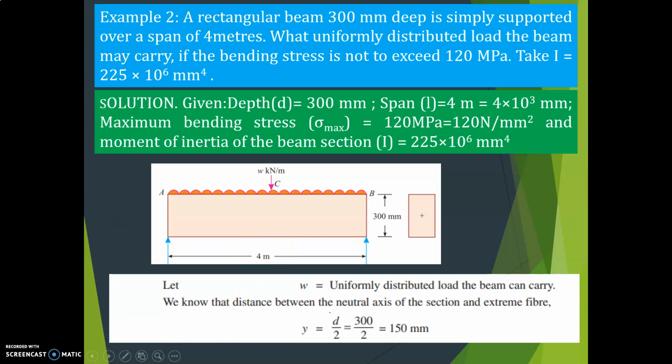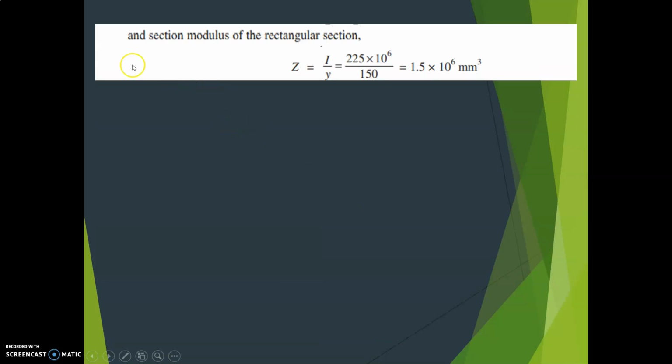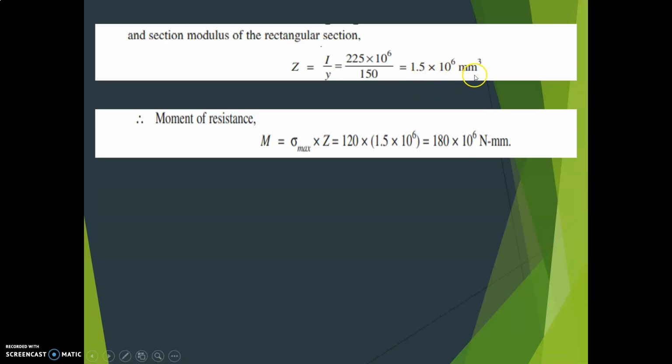So first we have to calculate Y maximum, that is equal to D divided by 2. That is D is 300 divided by 2 is equal to 150 mm. Let W be the uniformly distributed load the beam can carry, that we have to calculate. Okay. Here we know Z is equal to I divided by Y maximum. Right. What is I? I is equal to 225 into 10 raised to 6 divided by 150. Okay. So you get Z is equal to 1.5 into 10 raised to 6 mm cube. Now moment of resistance. What is moment of resistance? That is equal to Z into sigma maximum. Because you know sigma maximum is equal to M divided by Z. So if you write in terms of M, M is equal to sigma maximum into Z.